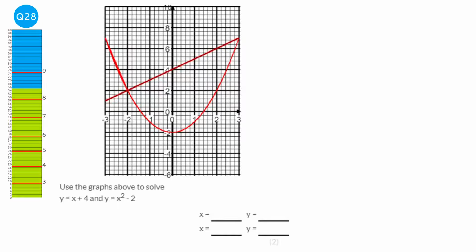When solving simultaneous equations graphically, the solutions are just where the 2 graphs meet. So we've got y equals x plus 4 drawn, and we've got y equals x squared minus 2 drawn. So the solutions will be here and here. So the coordinates will be x equals -2 when y equals 2 and x equals 3 when y equals 7.